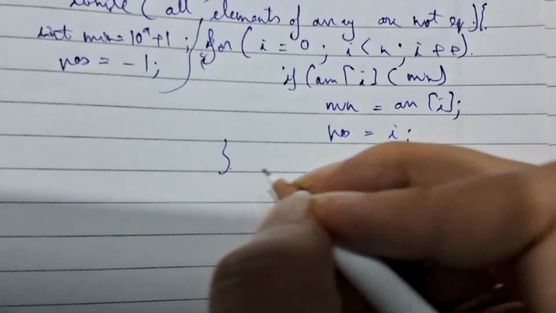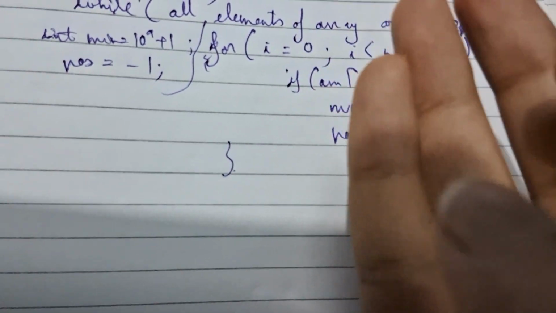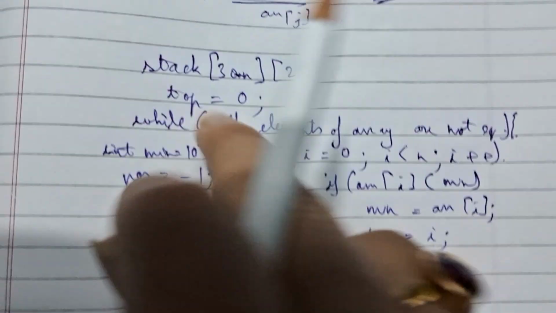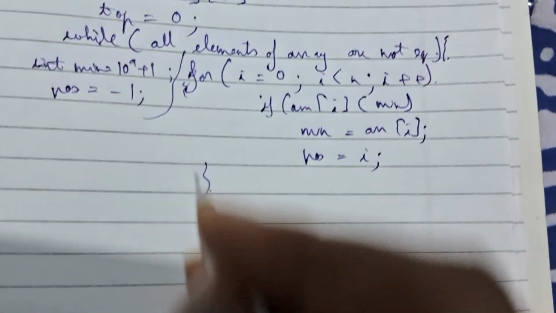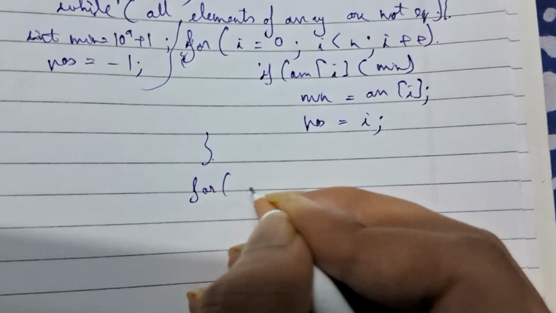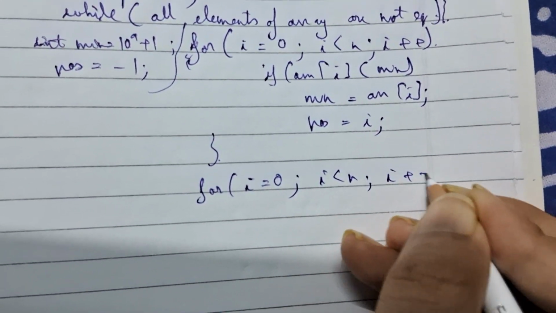So once we are done with this, now we go to the next part. What is the next part? All the elements which are not the minimum, we have to convert them to this x, that is arr[i] / arr[j]. So that is for i = 0, i < n, i++.